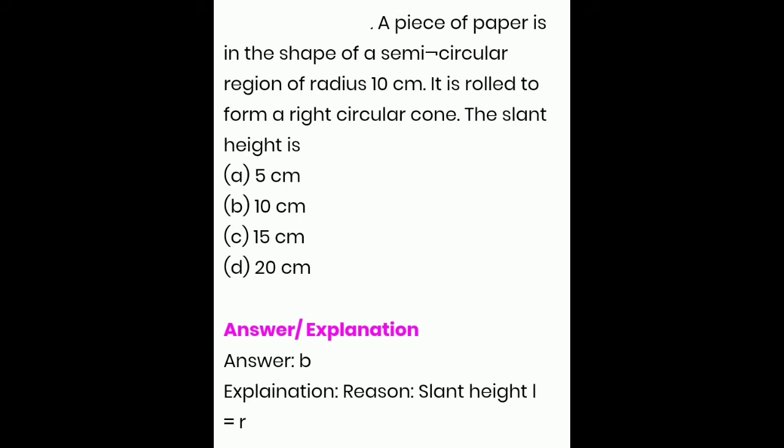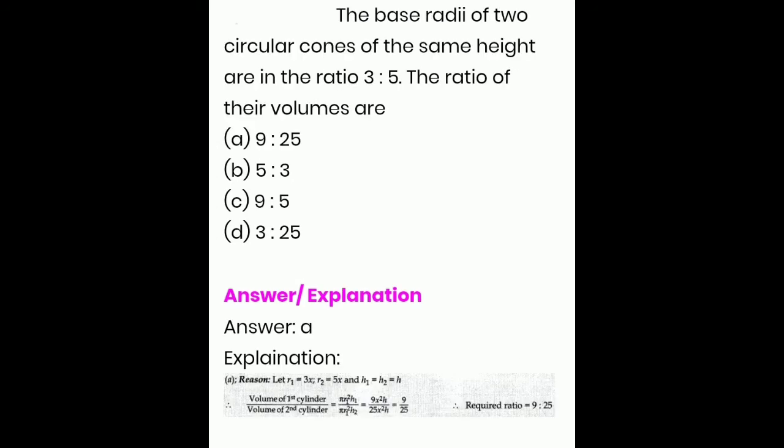In this question, a piece of paper in the shape of a semicircular region of radius 10 centimeters is given. It is rolled to form a right circular cone. The slant height is nothing but the radius only. So hence the answer is 10 centimeters. Understood, children? Very simple question. So next, look at the problem. Here what is given? The base radii of two circular cones of the same height are in the ratio 3:5. The ratio of their volumes is, by using the formula we can find the ratio of the volumes.